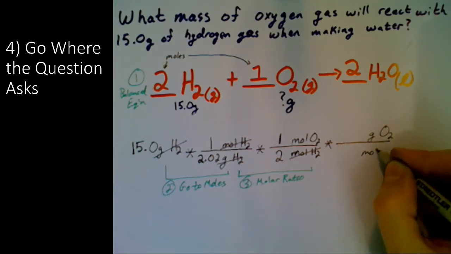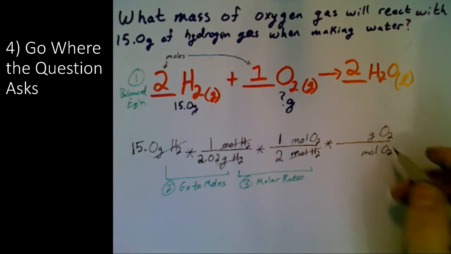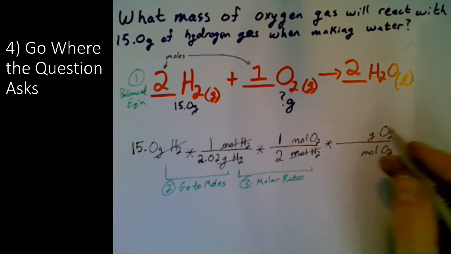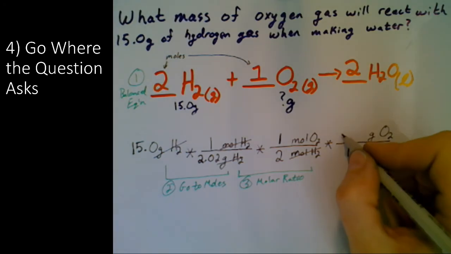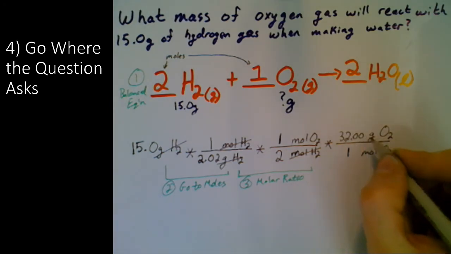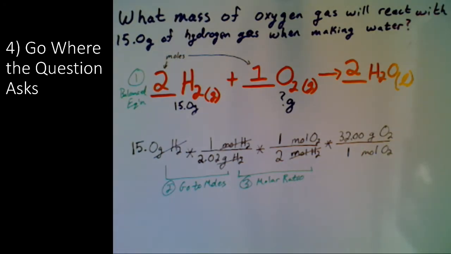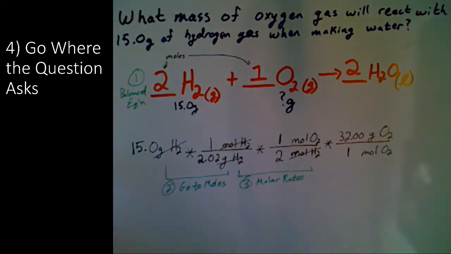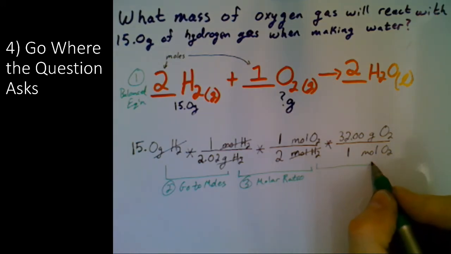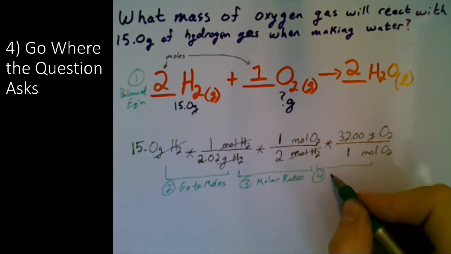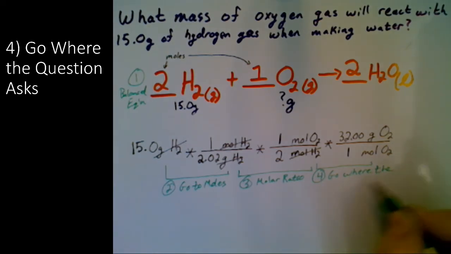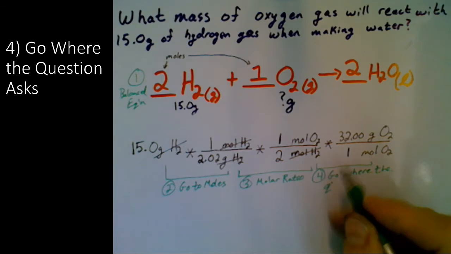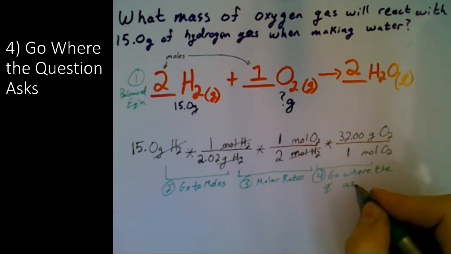Now, luckily, I know a conversion for grams of oxygen to moles of oxygen. This is going to be the molar mass. 1 mole of O2 has a mass of 32.00 grams. That was my final step in stoichiometry. This is step number 4. Go where the question asks.